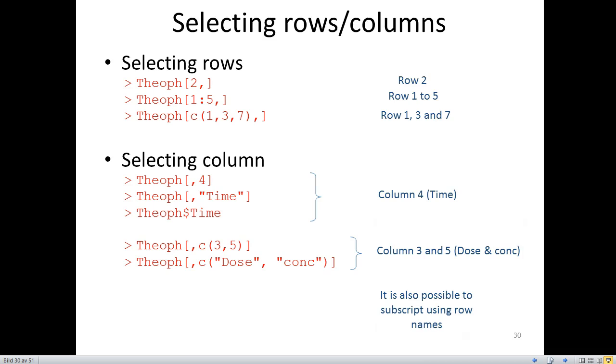If you want to select specific columns, you can write theop, bracket, comma, C for combine, and then 3 and 5. And then you tell R that you want the 3rd and the 5th column. The same could be written with the names of the columns as you see below, theop, bracket, comma, C, and then within parentheses you have the name of the columns with citation marks around them. If you would have row names, it would also be possible to subscript by using the row names.